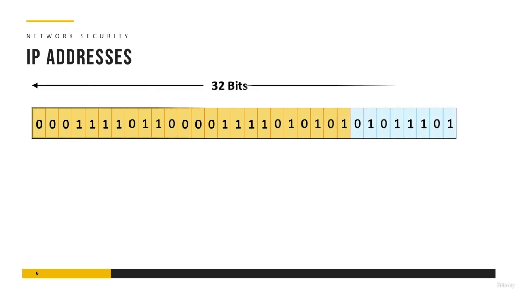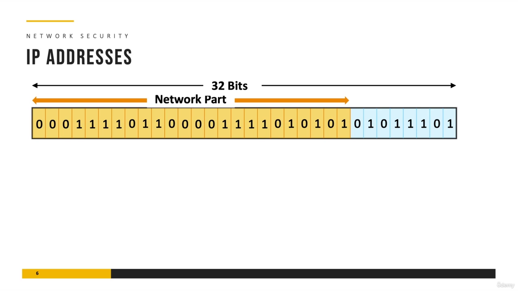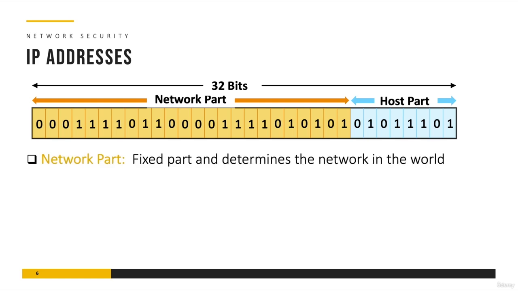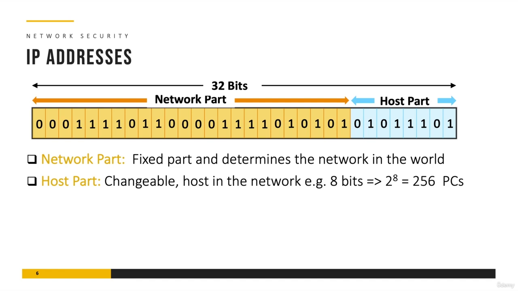Now let's have a more detailed look at the format of IP addresses. Every IP address basically consists of 32 bits. It has two parts. The leftmost part is called the network part, and the rightmost part is called the host part. The network part always remains fixed, and it determines which network you want to go to. Every network in the world has a fixed network part that identifies that network. But once you've reached that network, you need the host part to actually go to that particular system inside that network. So always remember, the network part, the leftmost part, always remains fixed, whereas the rightmost part, which is the host part, can change.